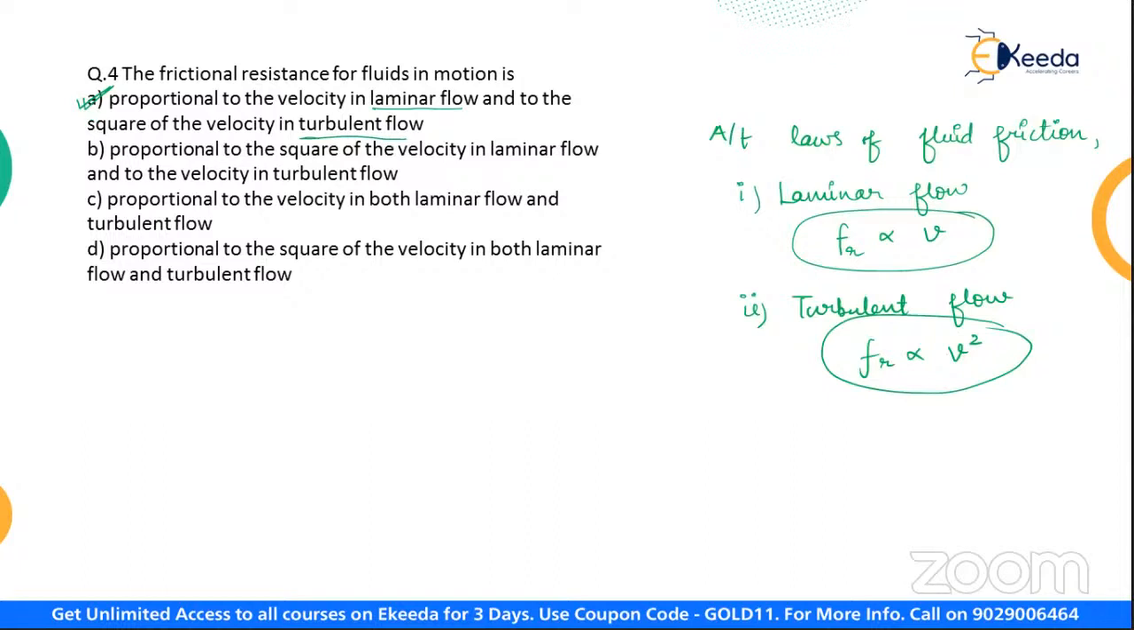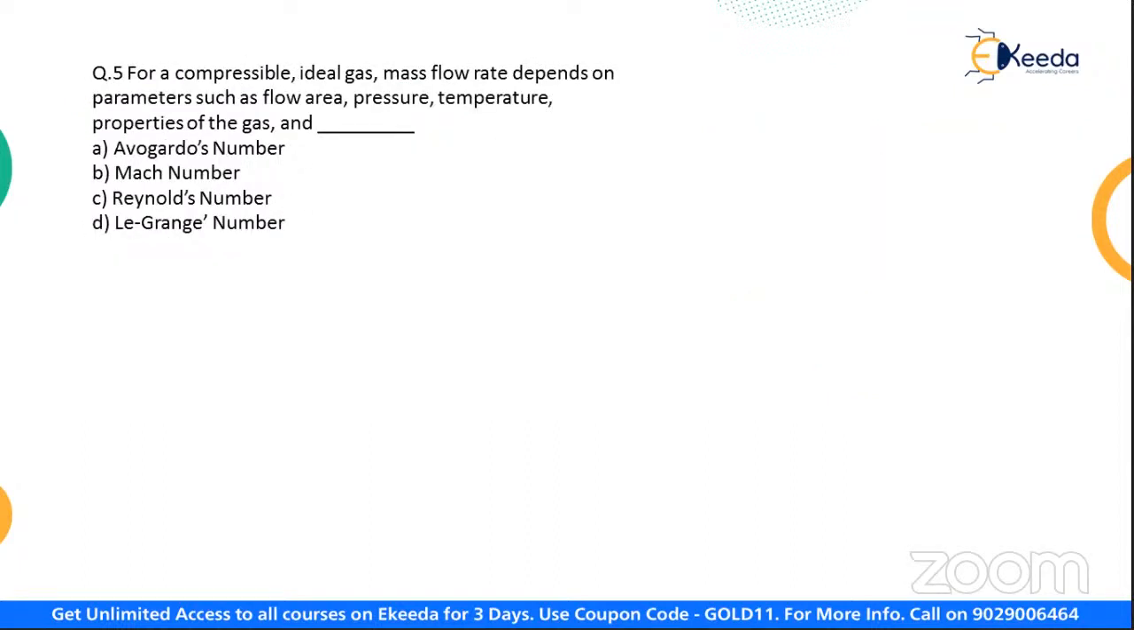Now the next question, that is question number 5. It says that for a compressible ideal gas, talking about the gases here, mass flow rate. So what is this mass flow rate? We know that the flow rate, denoted by discharge Q, is unit volume per unit time. And this volume can be written as mass per unit density. Now here this Q will be M upon T into 1 upon rho.